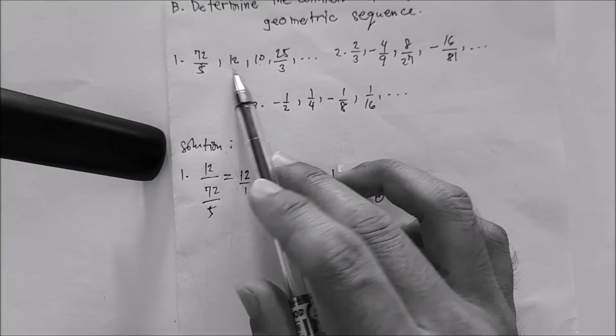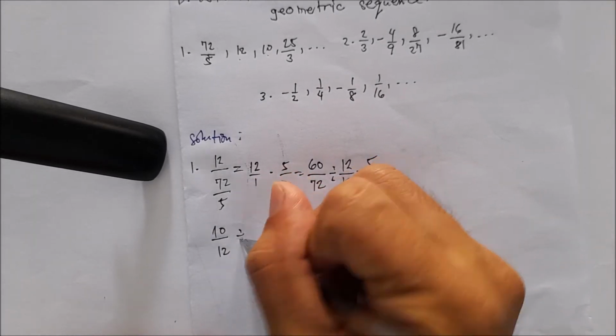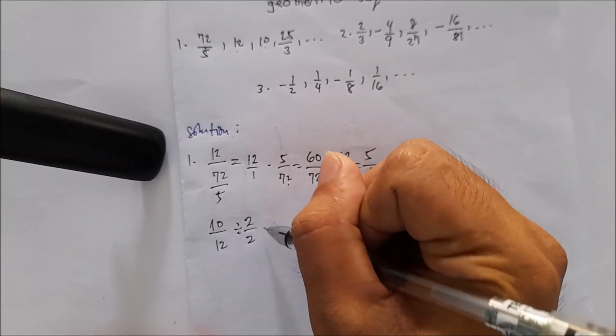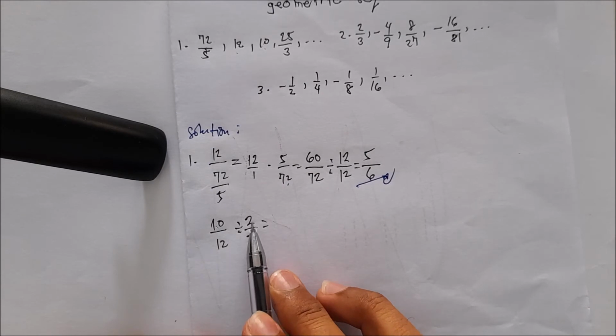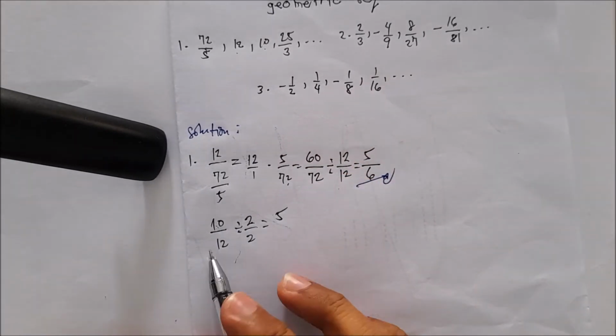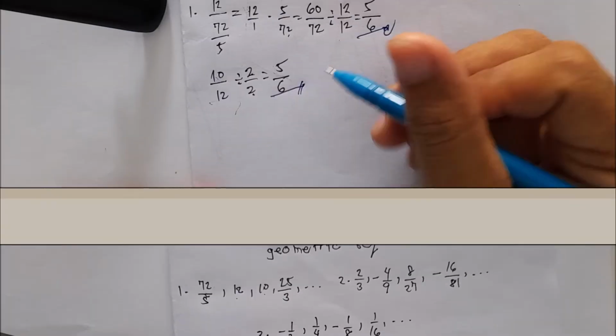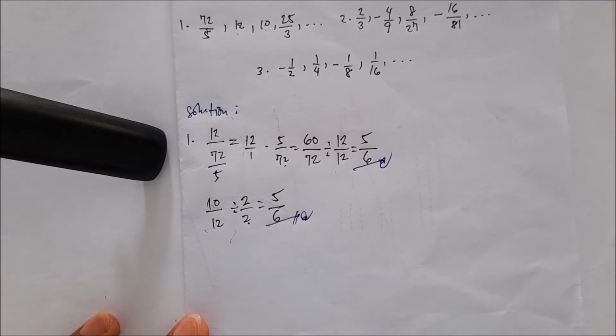Next, 10 divided by 12. Can you simplify? Yes, by 2. 10 divided by 2 is equal to 5. 12 divided by 2 is equal to 6. So the answer is 5 over 6. So next.